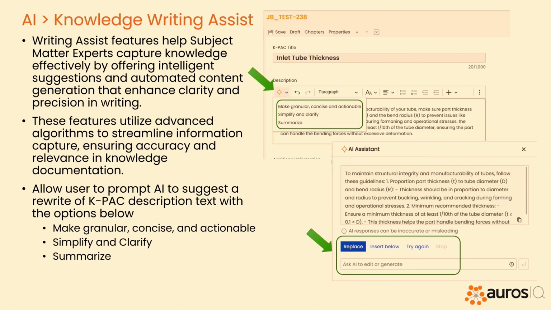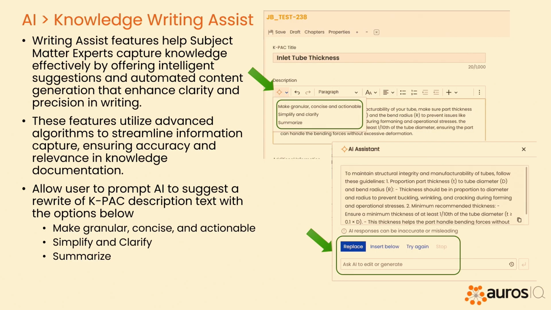So with our AI Knowledge Writing Assist, you have the opportunity within your KPAC when you're writing to click on our little AI icon, that star right there, and you'll get 3 prompts to enter into our AI assistant. You can see the very first one, make granular, concise, and actionable, which is what I just said, which makes a great KPAC.